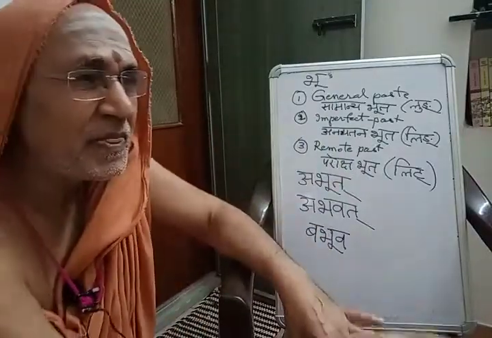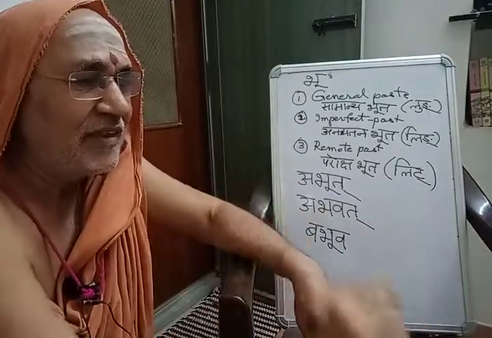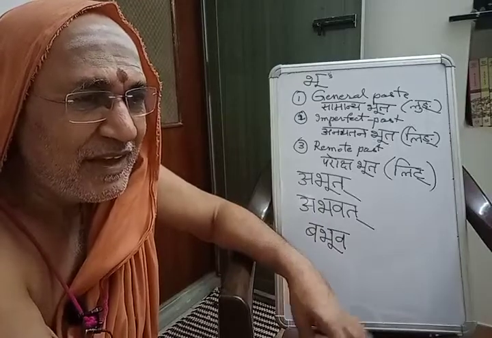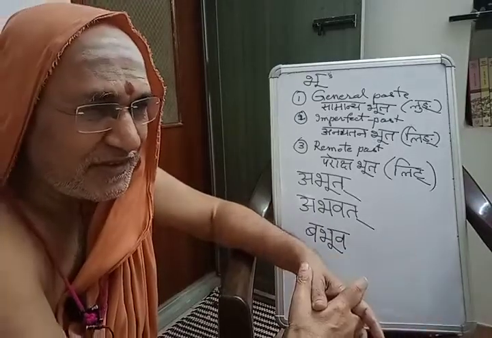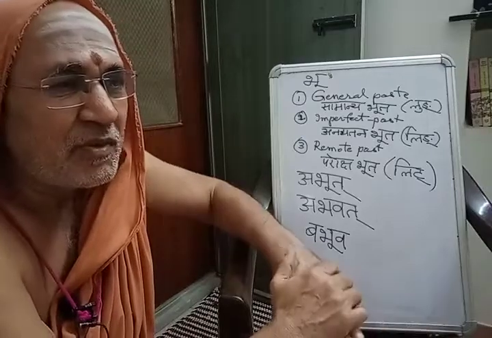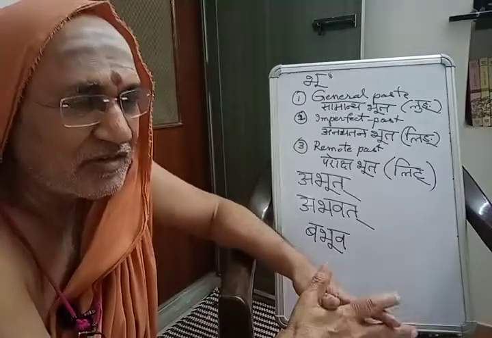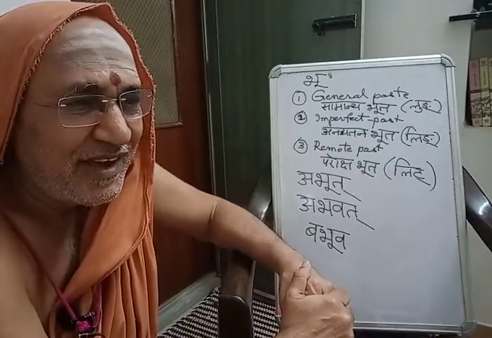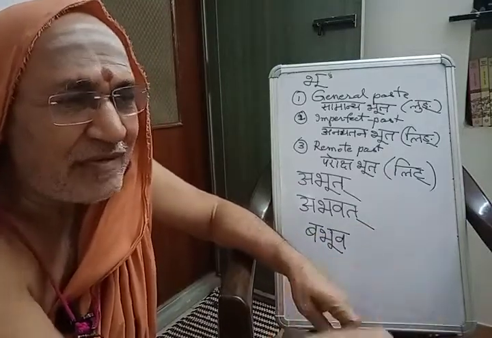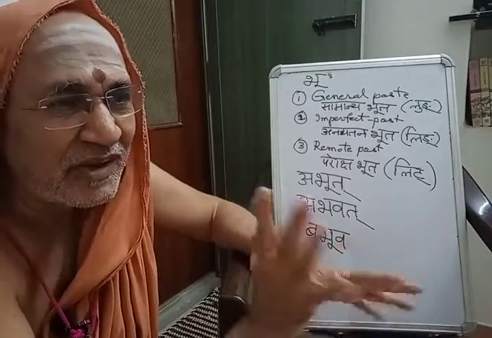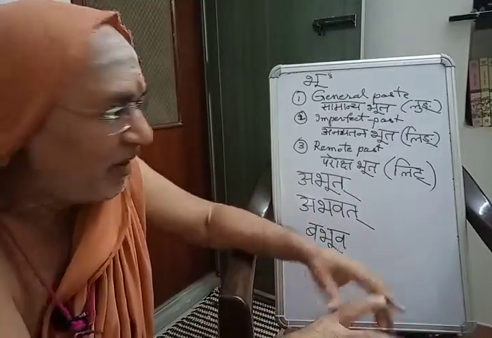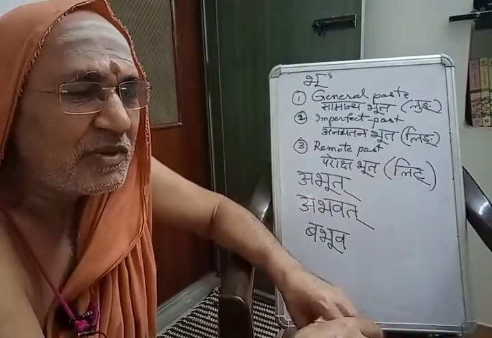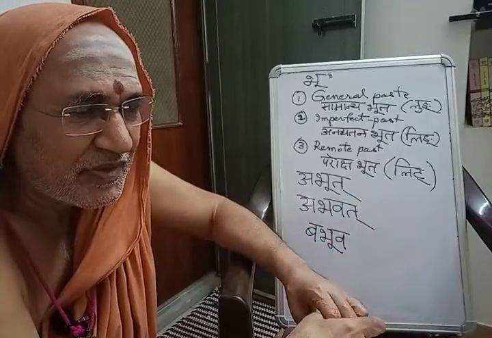Paroksha bhuta kala. Paroksha means in the absence of the speaker: when I am speaking, the event happened when I was not present. What are the occasions when I myself was not present? One is historical events before I was born. In all historical events, this paroksha bhutakala is used.